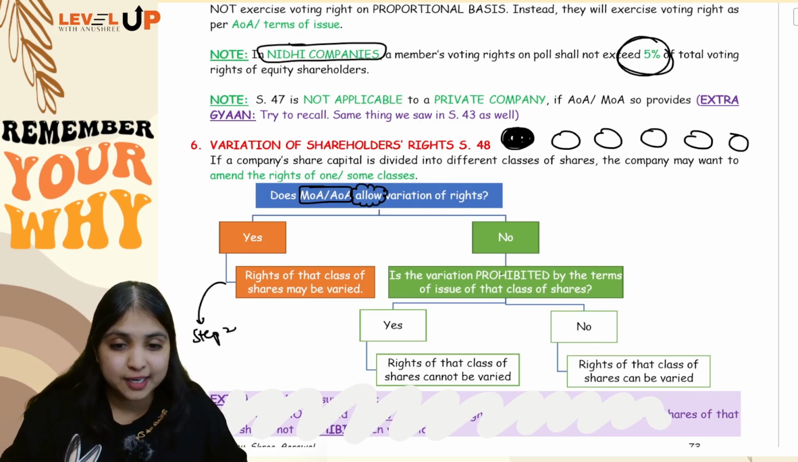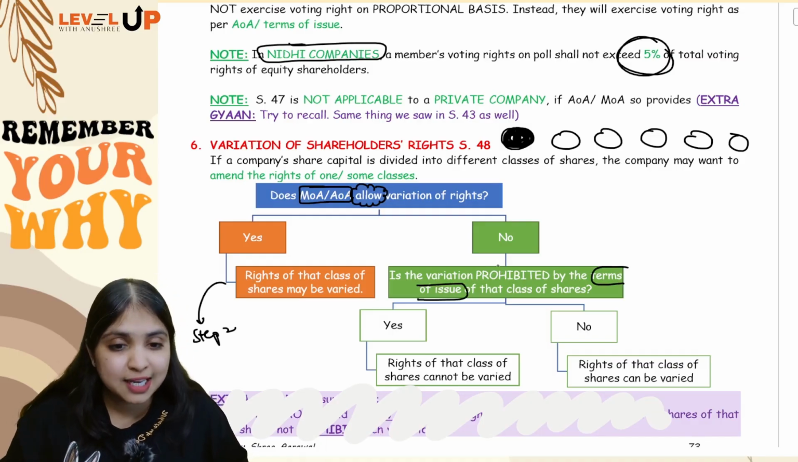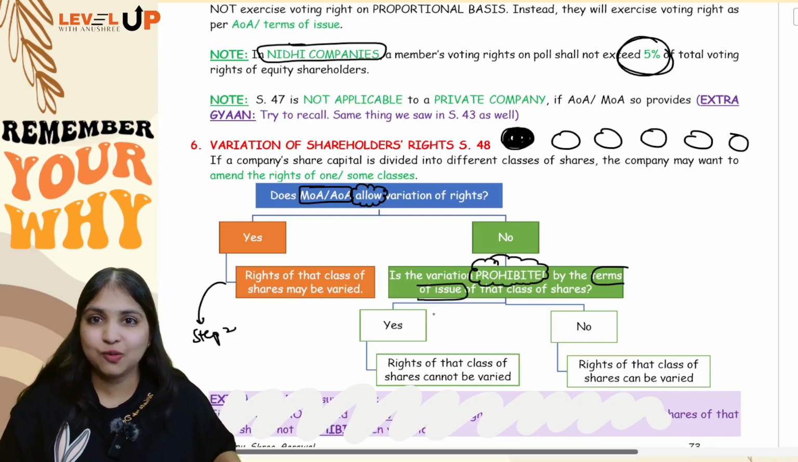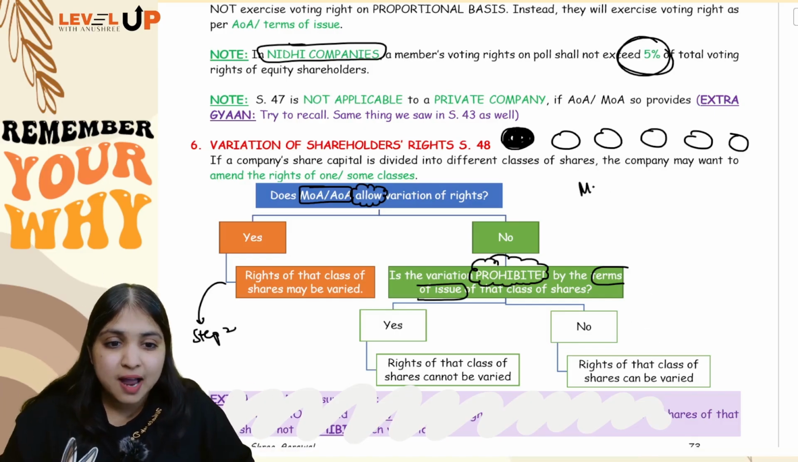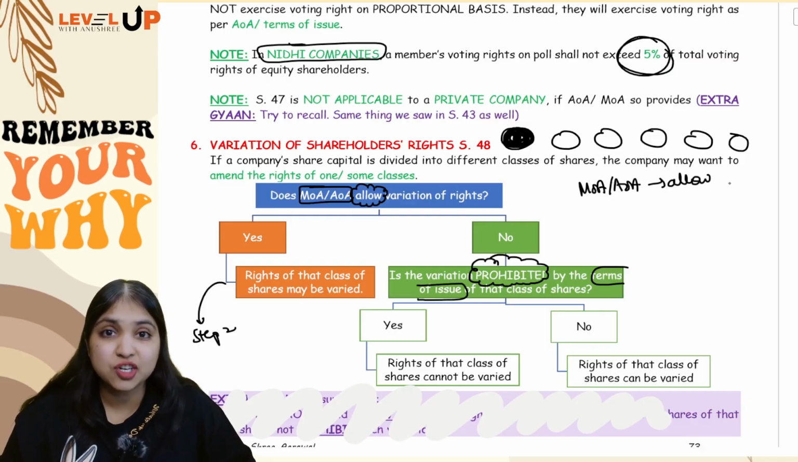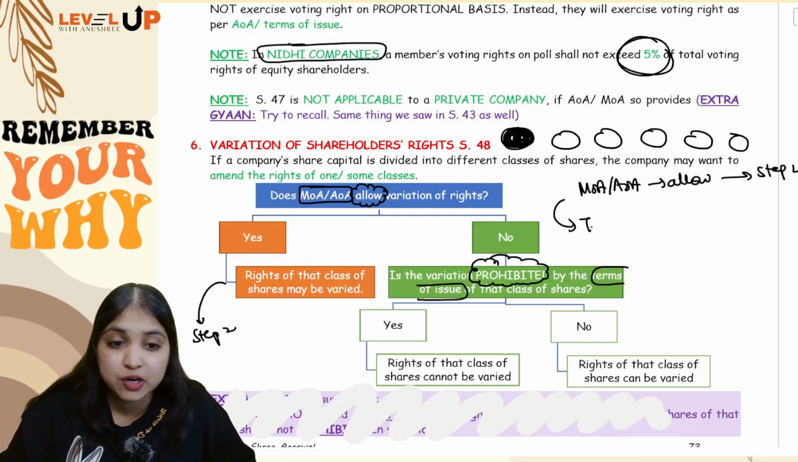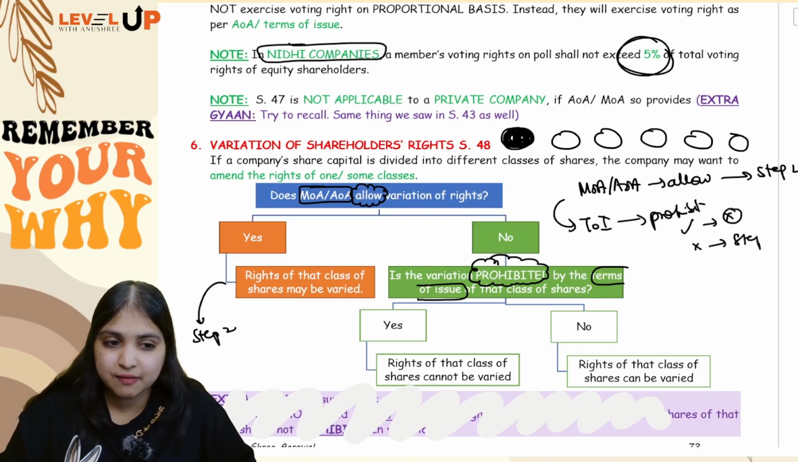But if it doesn't allow variation, then you will not lose hope. You will look at the terms of issue. Terms of issue, what's a keyword? You will see does the terms of issue prohibit variation. If it prohibits variation, then you can't vary. But if it is not prohibiting, then you can vary. So remember the keywords. I will first look at MOA, AOA. Does it allow variation? If it allows variation, I'll straight away go to step 2. But if MOA, AOA is not allowing variation, then I will look at the terms of issue. Does it prohibit the variation? If it prohibits the variation, then we can't vary. But if it doesn't prohibit the variation, then we will go to step 2.